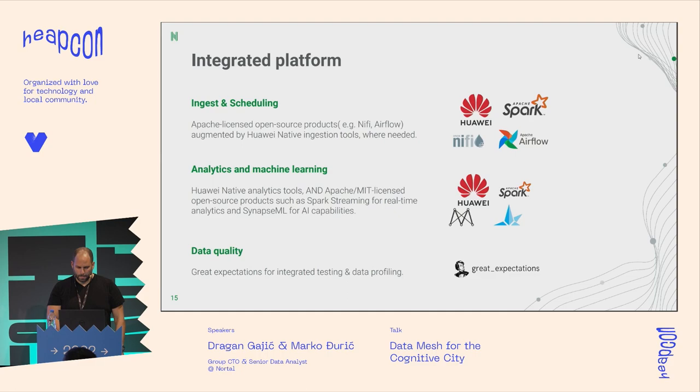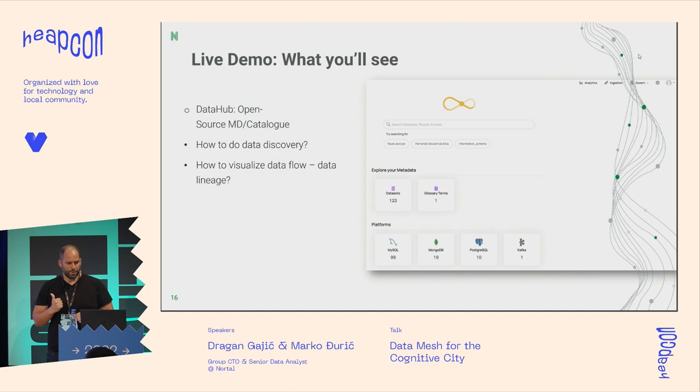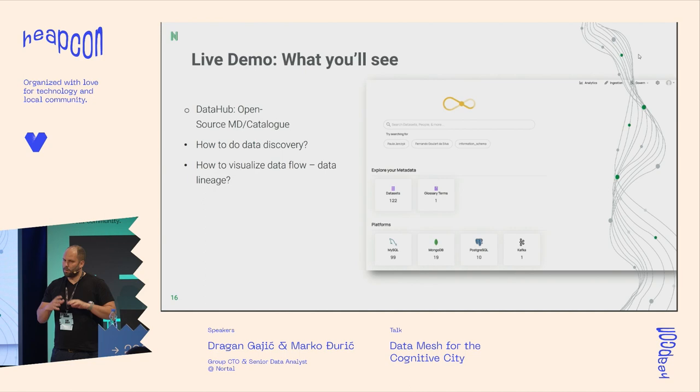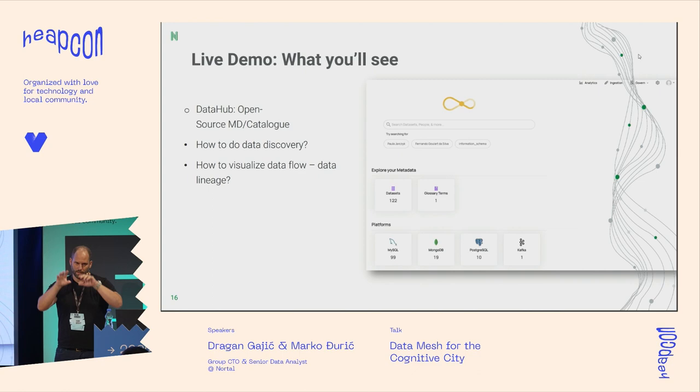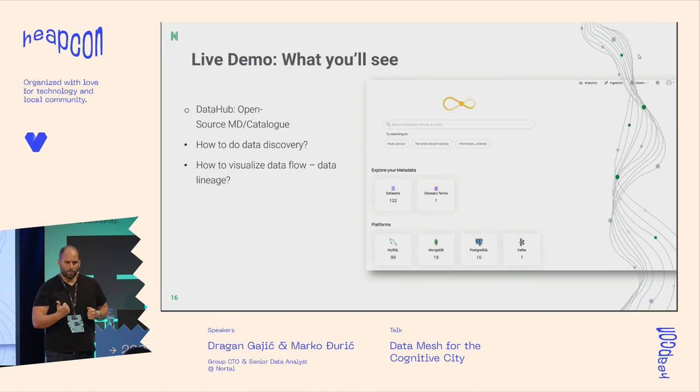Now it's the part of the live demo. So what I'm going to show you now? I'm going to show you DataHub, which is a metadata catalog. So why am I showing you DataHub? Because, as you remember, it's one of the few tools that are sitting there in the middle of the architecture. It has its centralized part, and it also has a really nice UI. And it's the tool that like 99% of the users of the Cognitive City are going to use, actually.